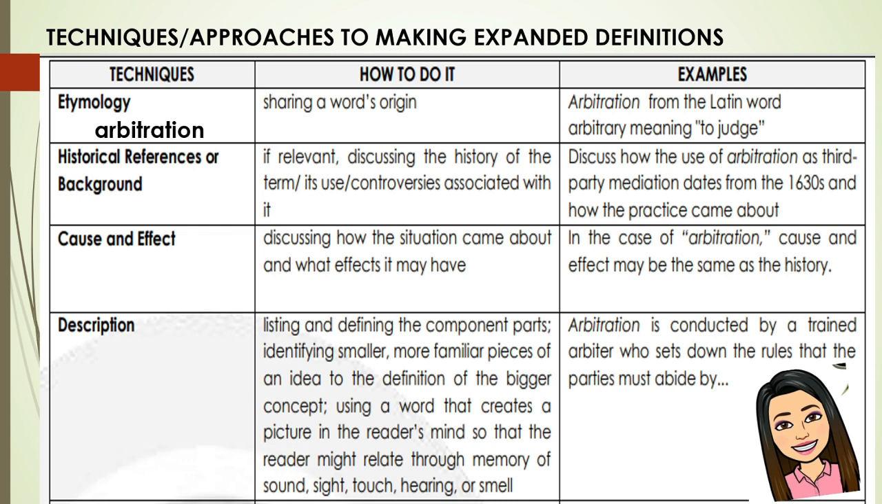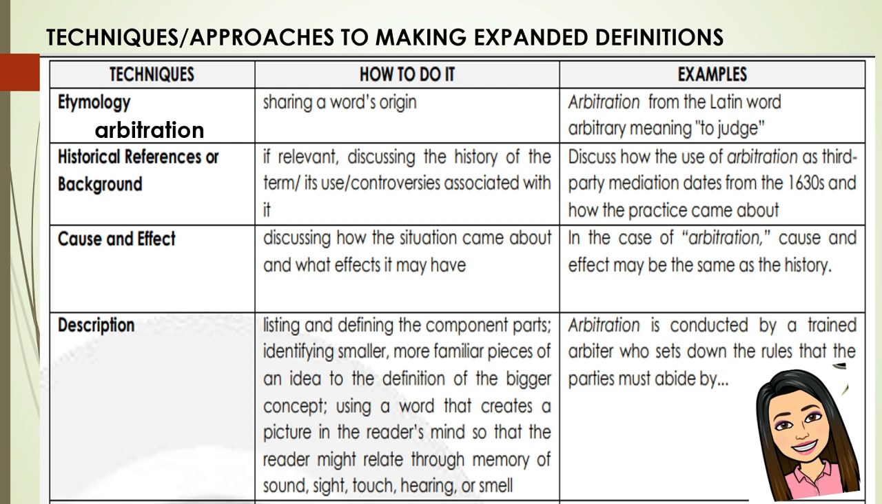Another is historical references or background. How to do it? By discussing the history of the term, its use, controversies associated with it. For example, you are going to discuss how the use of arbitration as third-party mediation, which dates back from the 1630s, and how the practice came about. Another approach is by cause and effect. How to do it? By discussing how the situation came about and what effects it may have. For example, in the case of arbitration, cause and effect may be the same as the history.